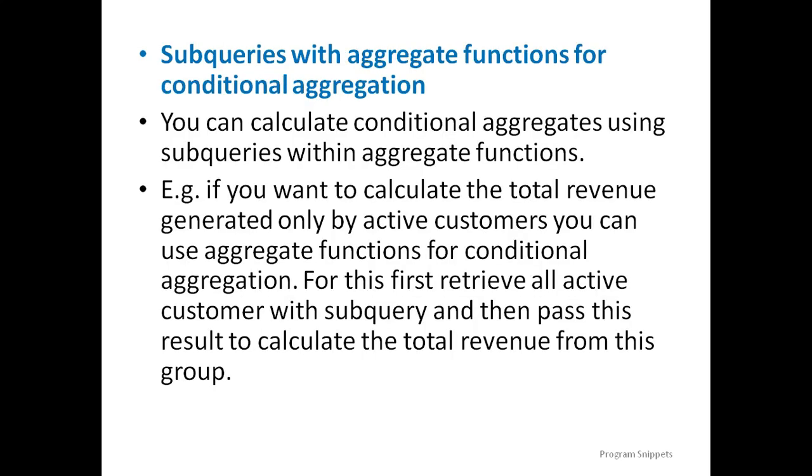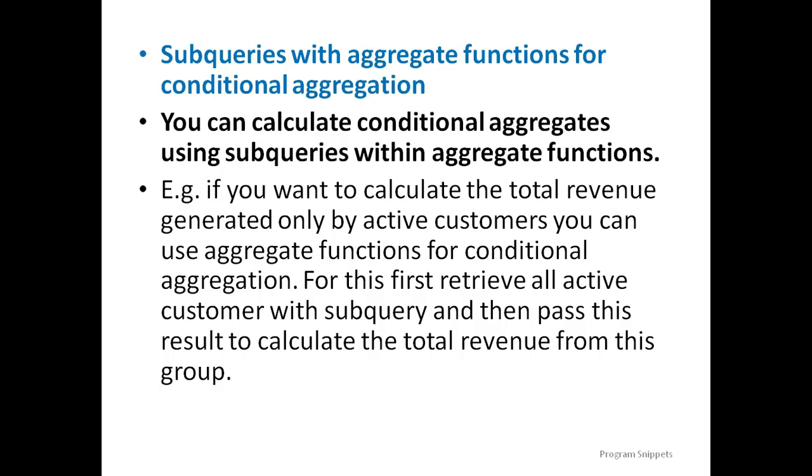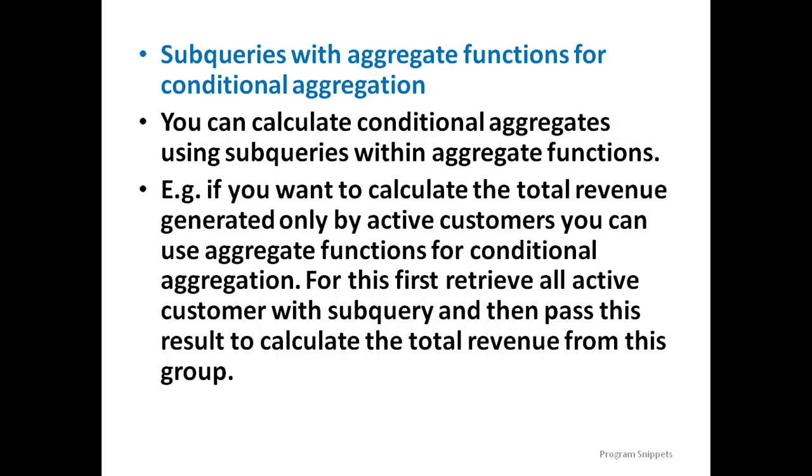Then subqueries with aggregate functions for conditional aggregation. You can calculate conditional aggregates using subqueries within aggregate functions. For example, if you want to calculate the total revenue generated only by the active customers, you can use aggregate functions for conditional aggregation. For this, first retrieve all active customers with a subquery and then pass this result to calculate the total revenue from these groups.